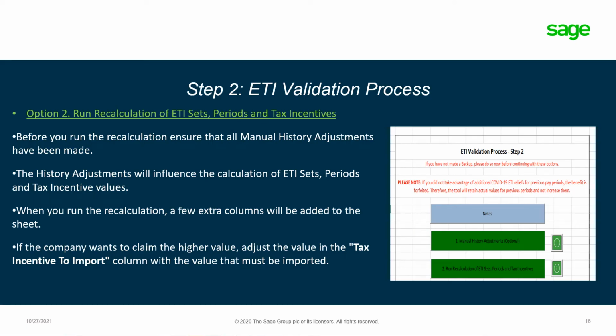Moving forward to Option 2, run recalculation of ETI sets, periods, and tax incentives. Before you run the recalculation, ensure all the manual history adjustments have been made. The history adjustments will influence the calculation of the sets, periods, and tax incentive values. When you run the recalculation, a few extra columns will be added to the sheet. If the company wants to claim a higher ETI value, adjust the value in the tax incentive to import column with the value that will be imported.